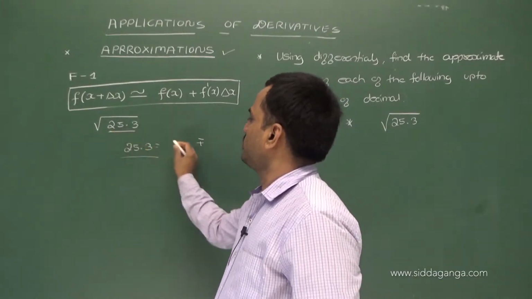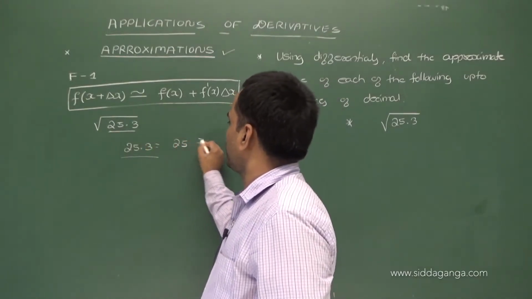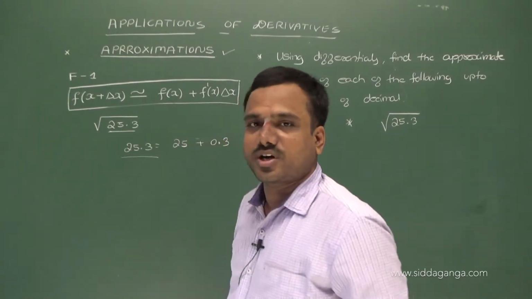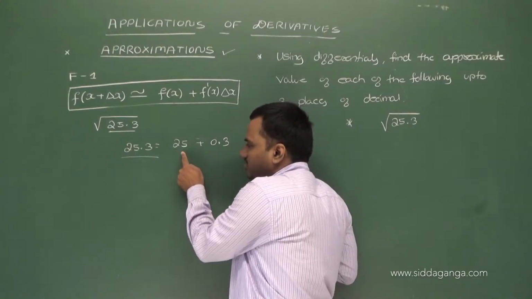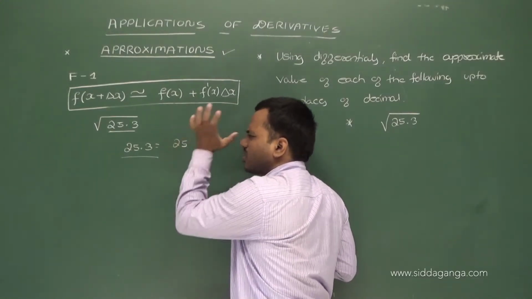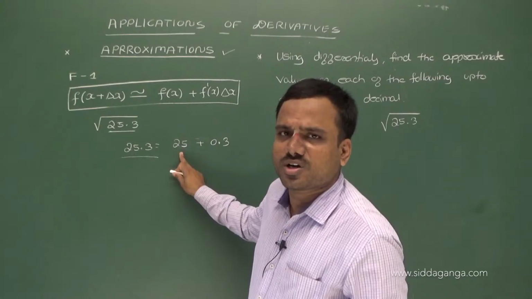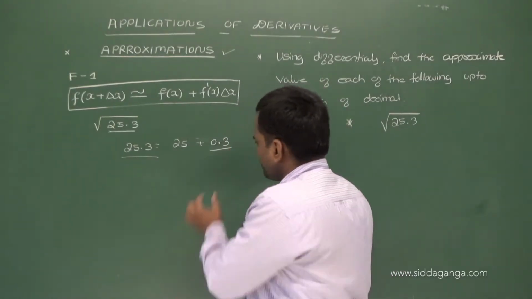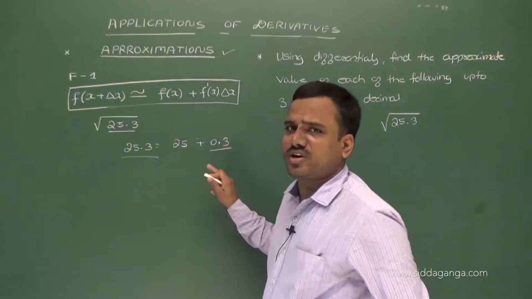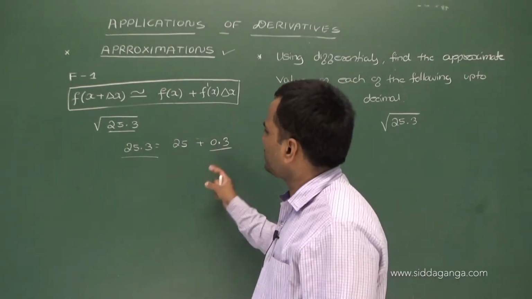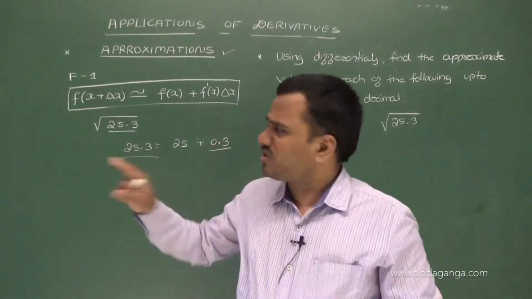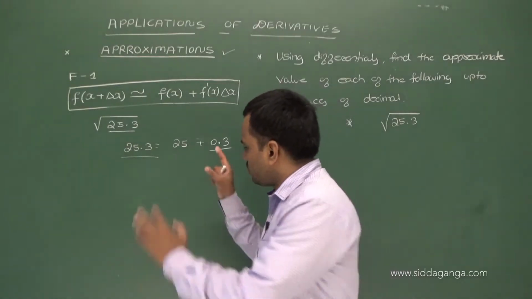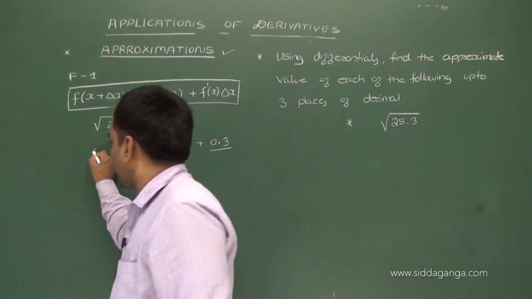See what I do? 25 plus 0.3. Correct now? So 25 is nothing but what? 5 square. Perfect square number. 5 square is what? 25. And one more very important, this quantity is very negligibly small quantity. If it is very negligibly small, we got the value near to that one. Exact value we got. Understand? So step 1, very important step.